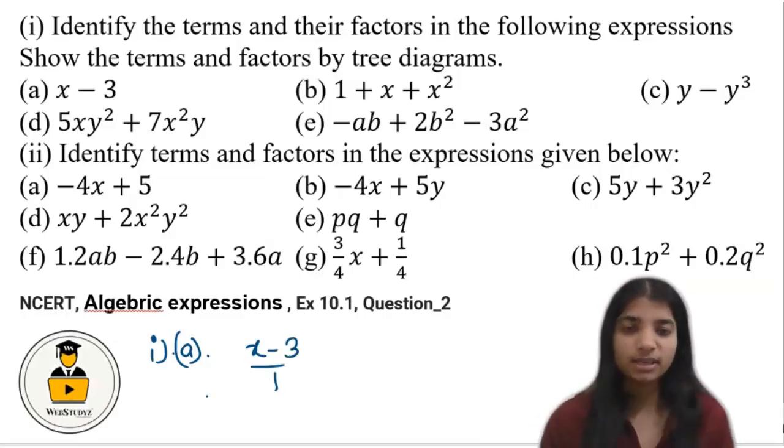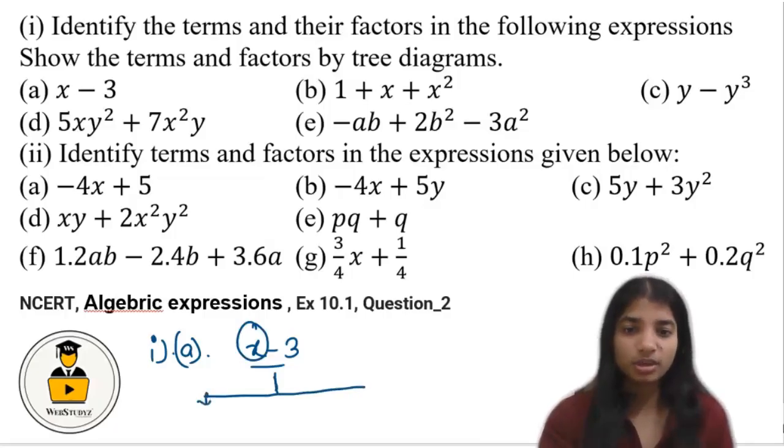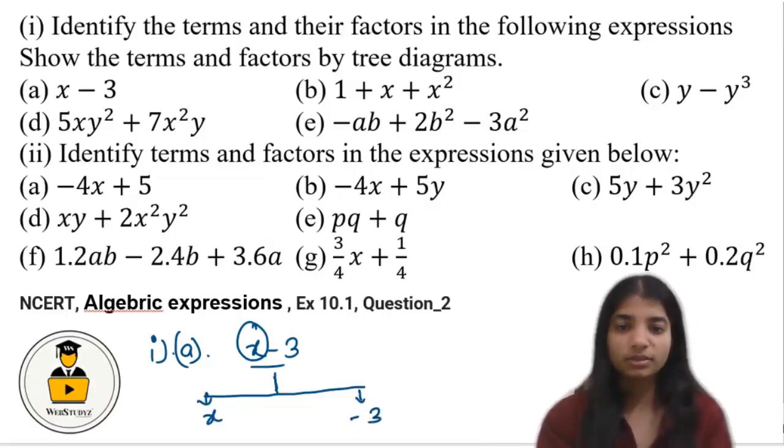So this is x minus 3, its factors are two: one is x and the other one is minus 3. In the tree expression of this expression, one branch is x and one is minus 3. So this is the answer to part A of this question.